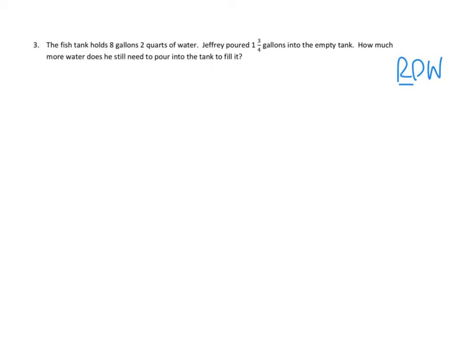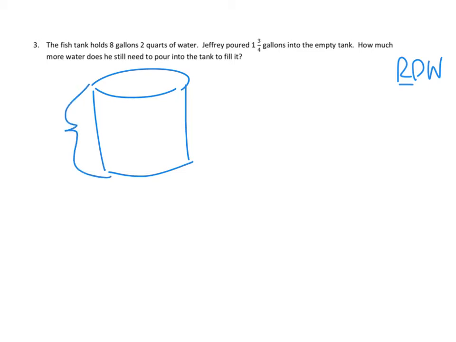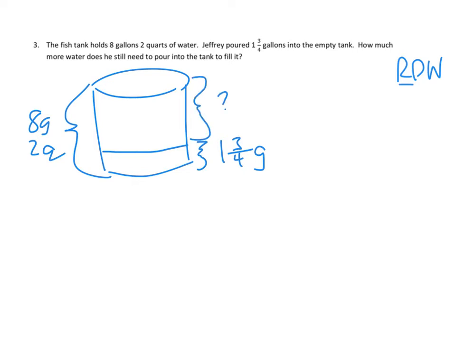Okay, so let's see. We could draw a tape diagram, but we could also draw our tank. Here's a big tank, and the whole length, the entire thing, is 8 gallons, 2 quarts. And he's already poured some into it. How much did he pour in? He poured in 1 3/4 gallons. And then the question is, how much more does he have to pour in to fill it up? Okay, so that's our draw part.